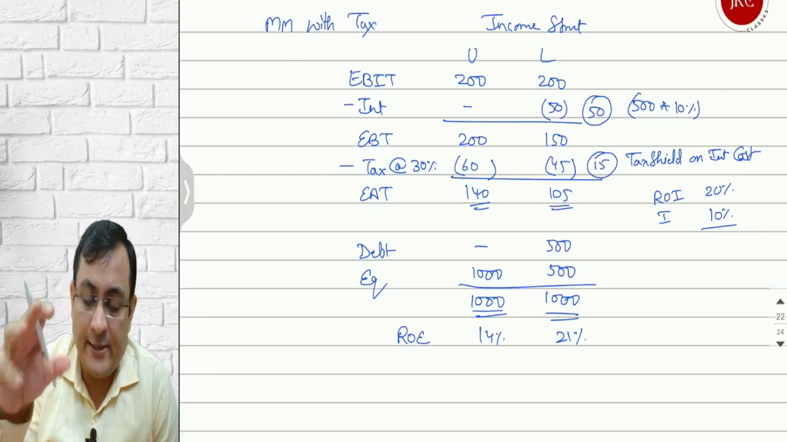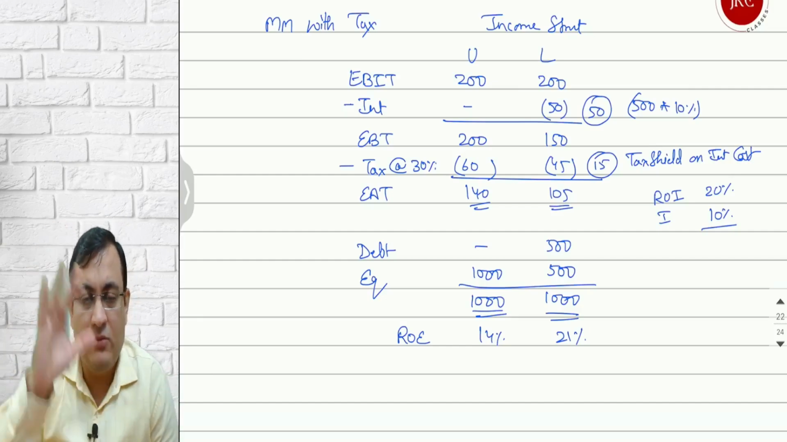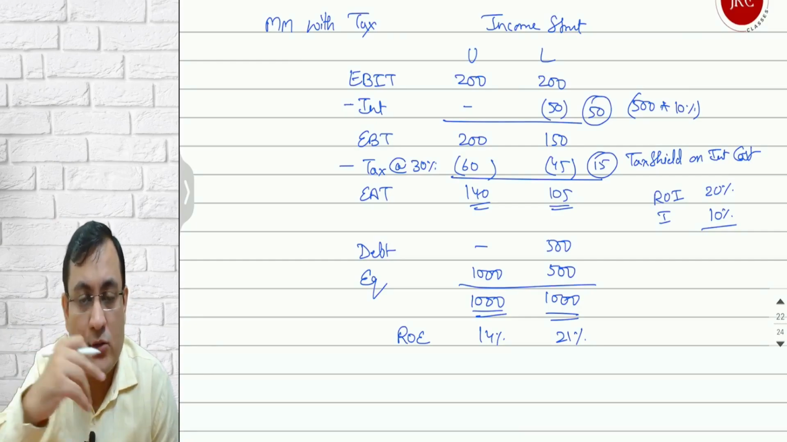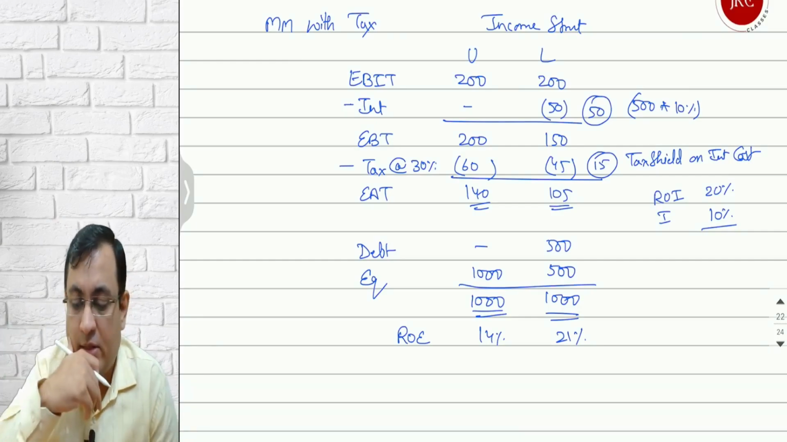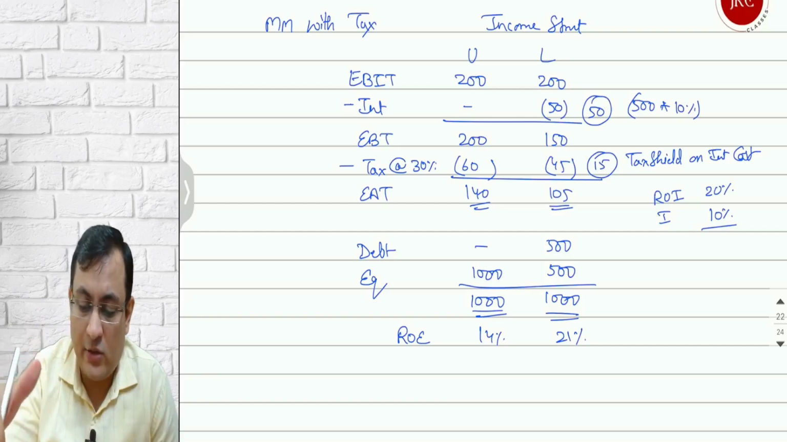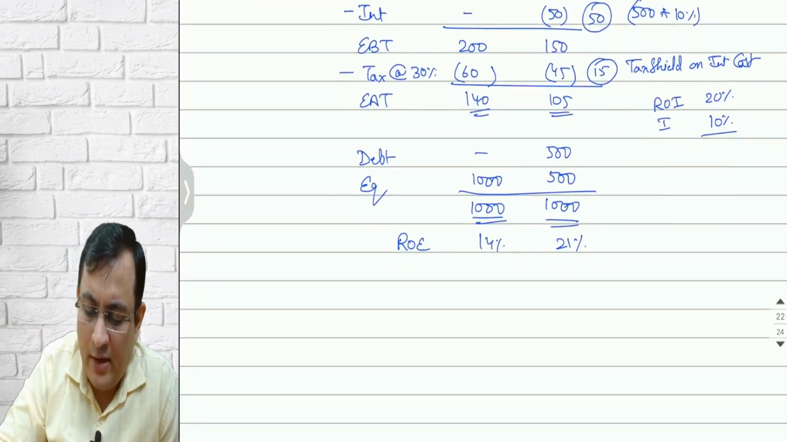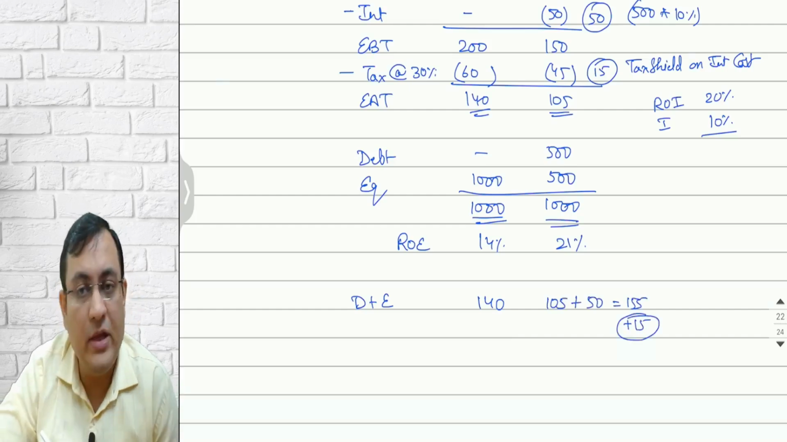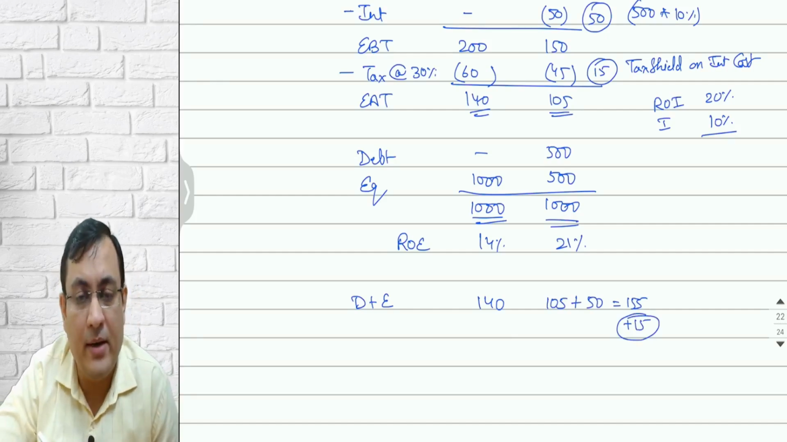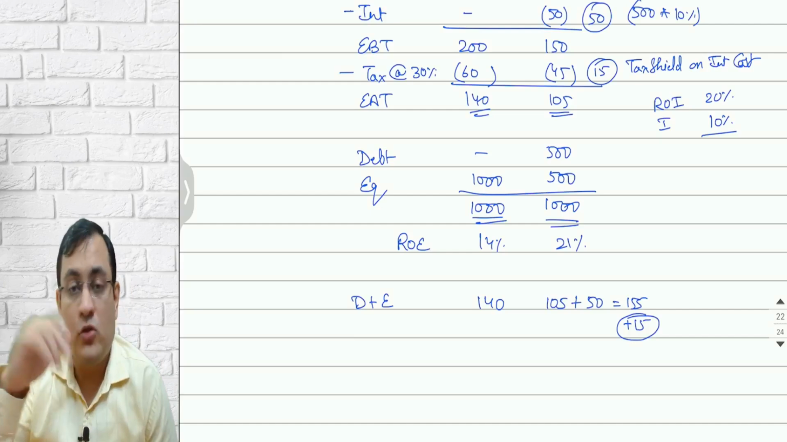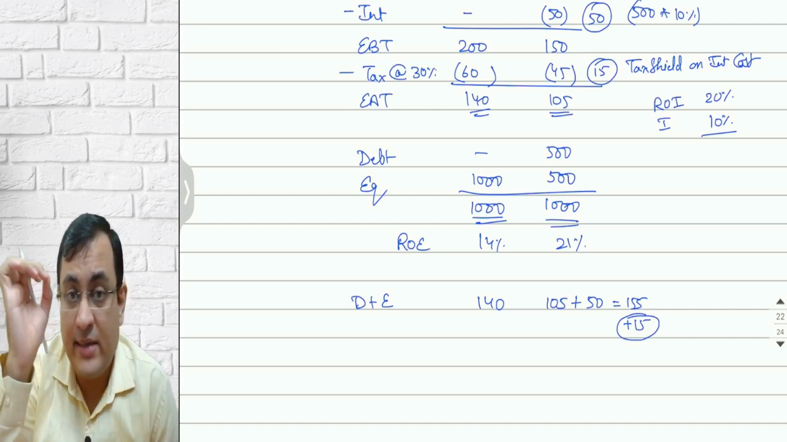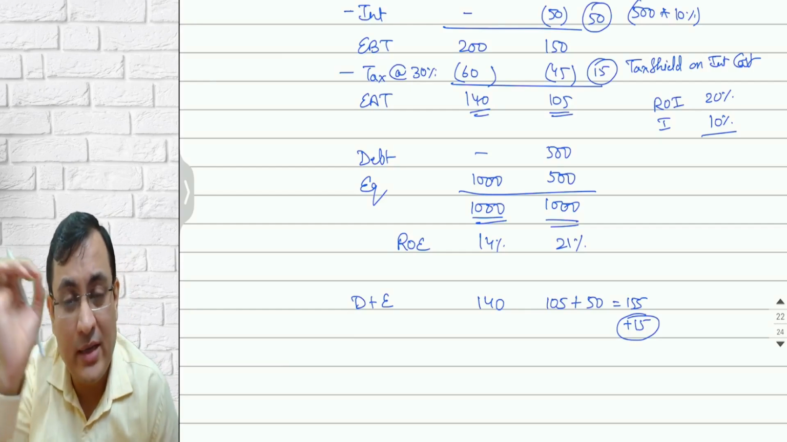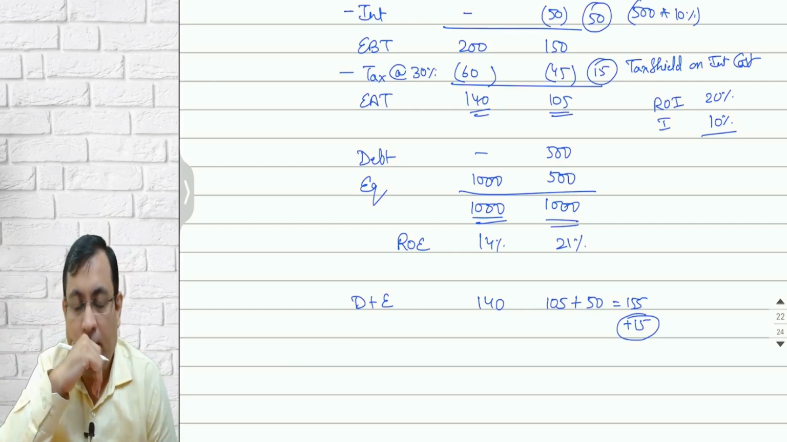In case of U, the after-tax 140 is going to investors, only equity investors are there. But in case of company L, your debt plus equity investors are getting 105 plus 50, that is 155. 15 rupees is the additional amount they are getting. 50 rupees is the interest and 105 is generated for equity holders. So company L, with the same assets, is generating 15 rupees additional till perpetuity.